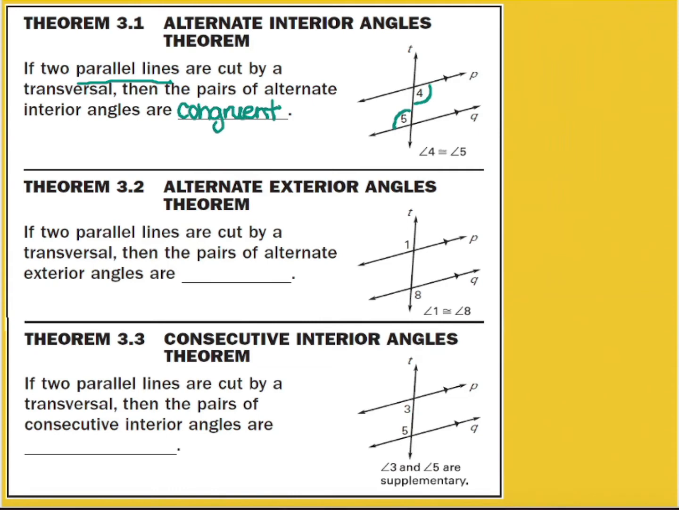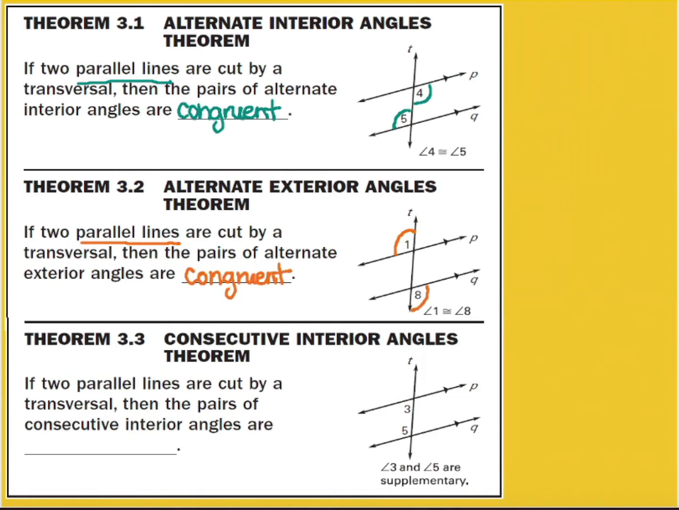That one's a theorem, not a postulate, because we can prove it using the corresponding angles postulate. For example, we know that angle 4 and this vertical angle would be congruent, and then these two would be corresponding angles. So we could make a proof of that. All three of these theorems can be proven. This one says if two parallel lines are cut by a transversal, then the pairs of alternate exterior angles are congruent.